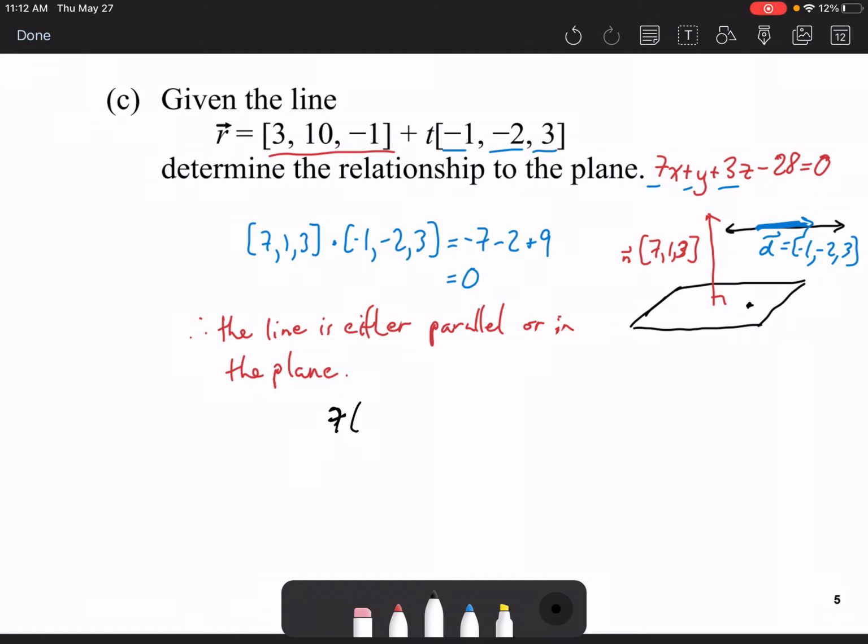So 7 times 3 plus 10 plus 3 times -1 minus 28. Now we do not set it equal to 0 because we're not sure what it equals yet. That's what we're looking for, what the value is. So this is 21, this is 10, this is minus 3, this is minus 28. So 21 plus 10 is 31, minus 3 is 28, minus 28 is 0.